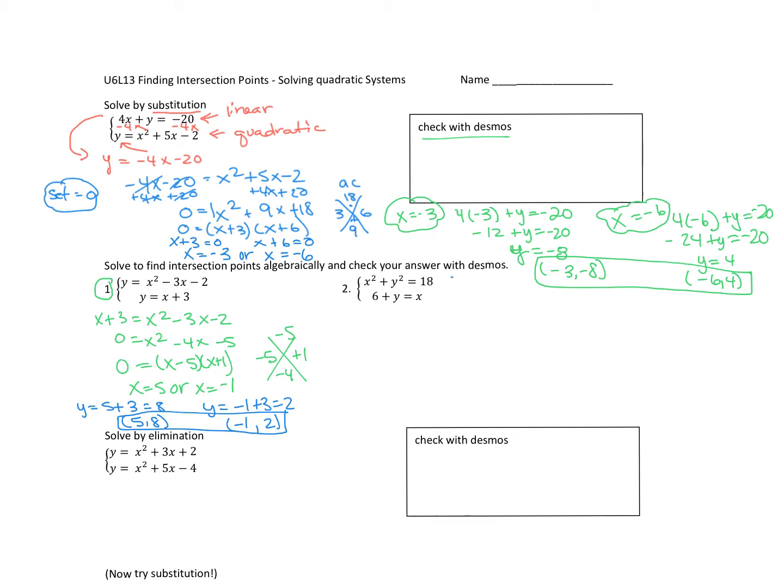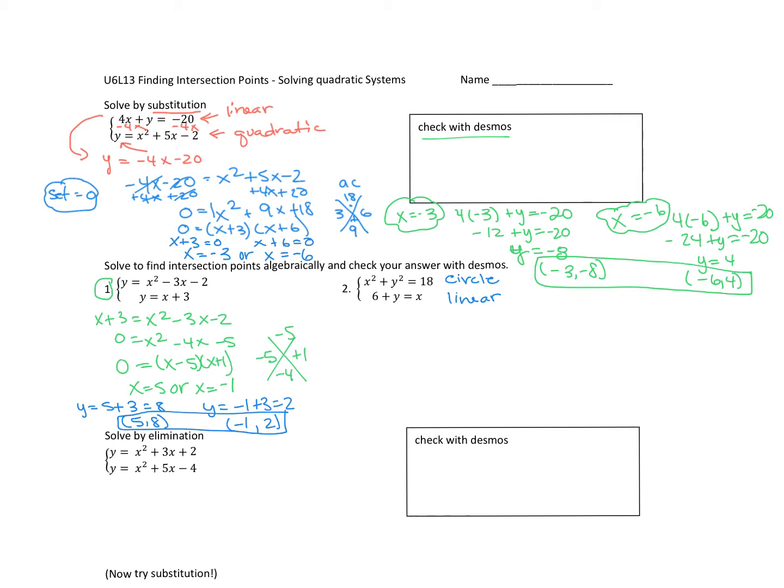So now let's look for 2. 2 is a little different. This is a circle equation where my center is 0, 0, and my radius is the square root of 18. And this is a linear equation. Now, if you look at the answer key, you'll see that I resolved the linear equation to have a y equals. It's just a habit. I really get used to solving for y and substituting that value in.